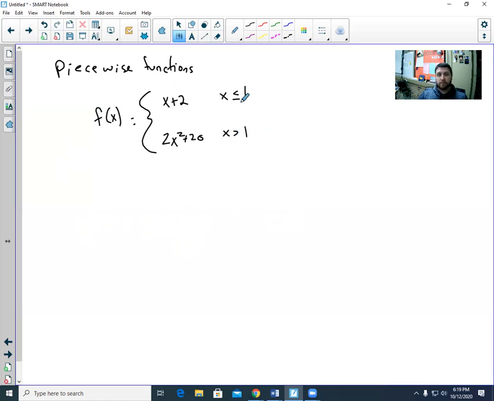That means if I'm plugging in an x value that's less than or equal to 1, I have to use this top function. If I have an x value that's greater than 1, then I'm going to use this function.